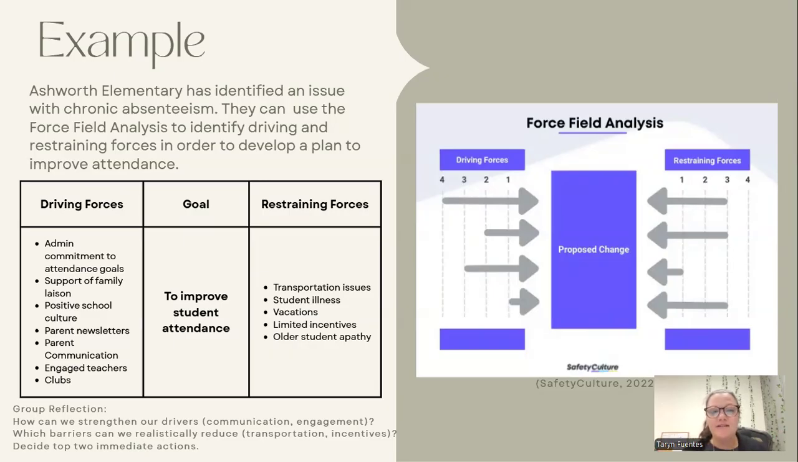And at the bottom, I put the group reflection. So how can we strengthen our drivers? What barriers can we realistically reduce? And then, of course, deciding on immediate action so that we can improve. So this is just an example of what it could look like.